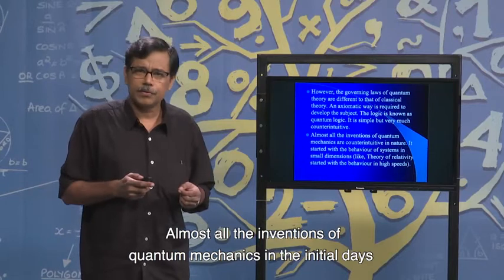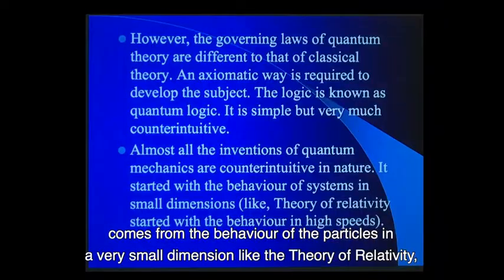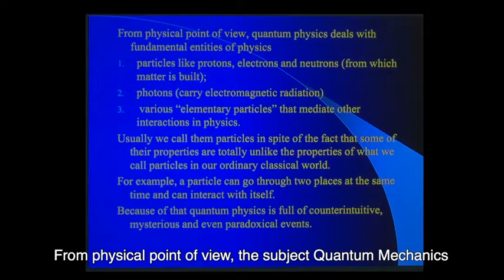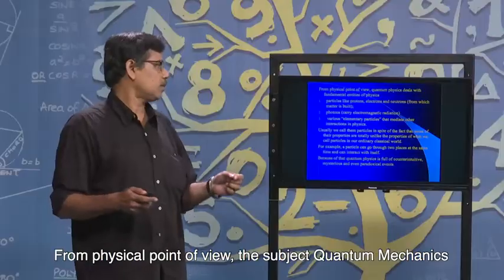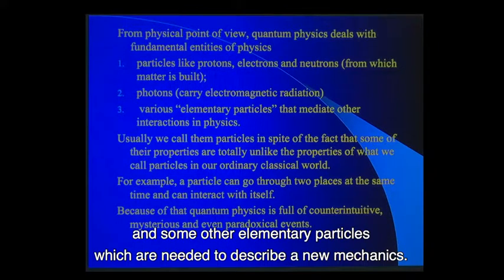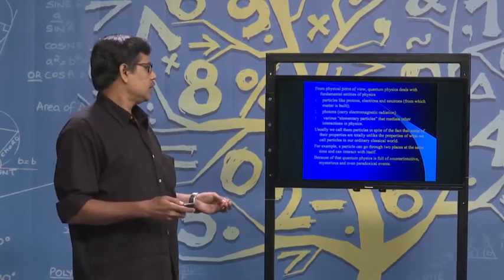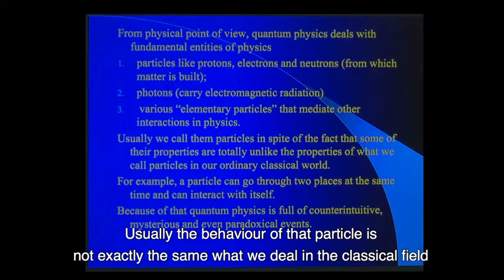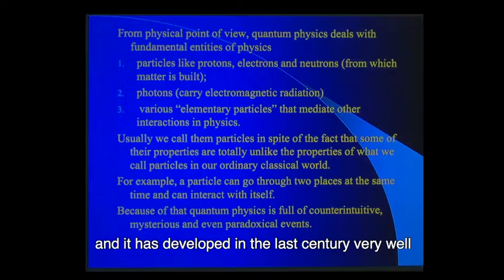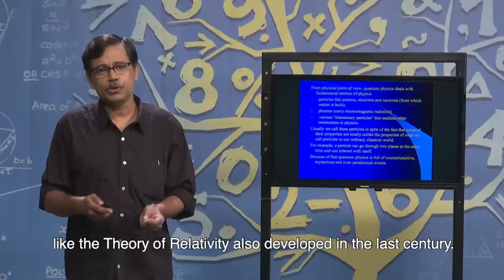Almost all the inventions of quantum mechanics in the initial days come from the behavior of particles in very small dimensions, like the theory of relativity, which developed where the speed is enormous. From the physical point of view, quantum mechanics deals with the fundamental particles like proton, neutron, electron, photons and some other elementary particles which are needed to describe a new mechanics. Usually the behavior of these particles is not exactly the same as what we deal with in the classical frame, and for that reason we need a new subject, quantum mechanics, and it has developed very well in the last century, like the theory of relativity also developed in the last century.